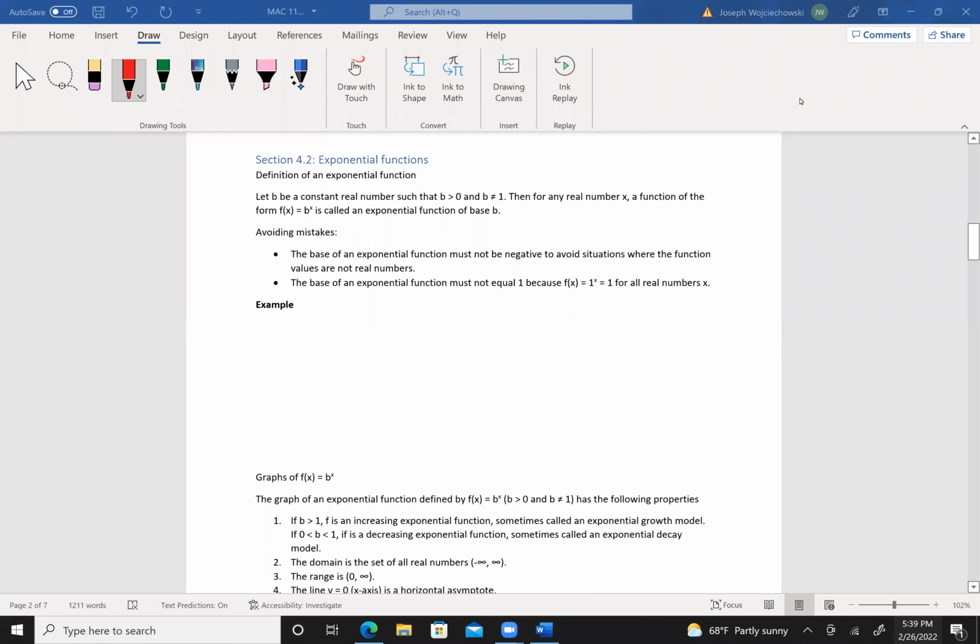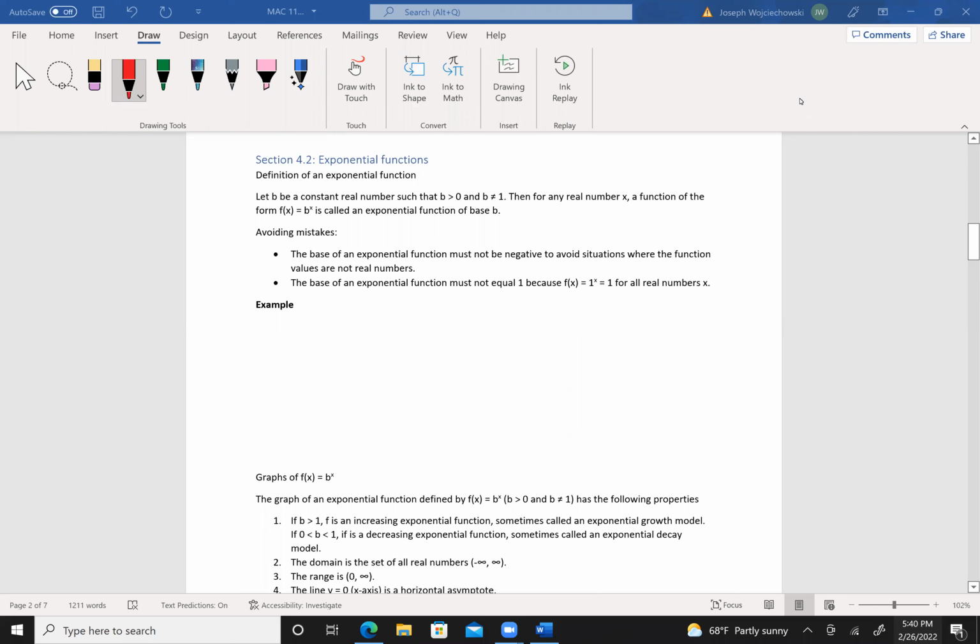Exponential functions. So first we'll define these. If we let b be a constant real number such that b is greater than 0 and b is not equal to 1, then for any real number x, a function of the form f of x equals b to the x is called an exponential function of base b.